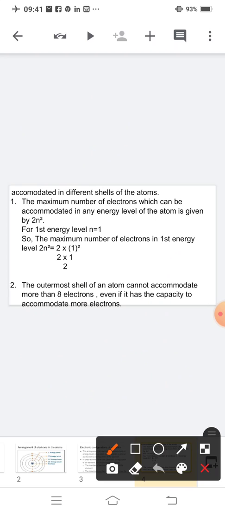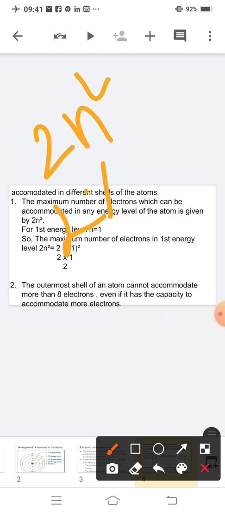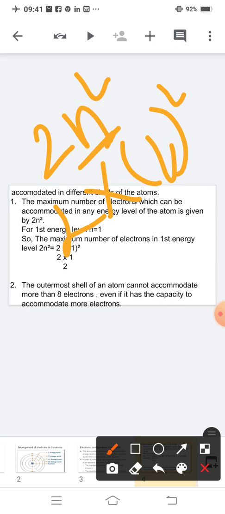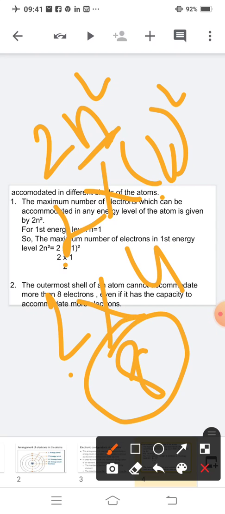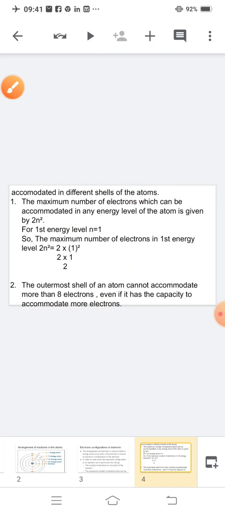If we are talking about the second one, 2n square. So 2 into 2 square, because here n is the energy level and the energy level is 2. So 2 into 2 square, 2 into 4, is 8. So in the second shell you can locate 8 electrons. Is this clear? I am reading this once more.